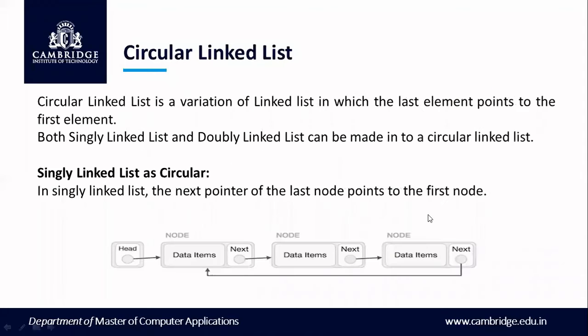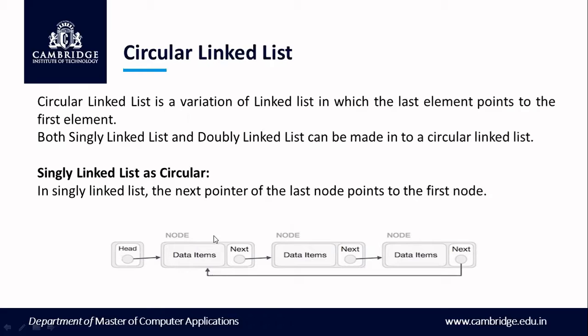So for a circular linked list, there is a small variation between the linked list and the circular linked list, in which the last element points to the first element. So the normal simple linked list becomes a circular linked list when the last element points to the first element. Both singly linked list and doubly linked list can be made into a circular linked list. An example: in a singly linked list, the next pointer of the last node points to the first node.